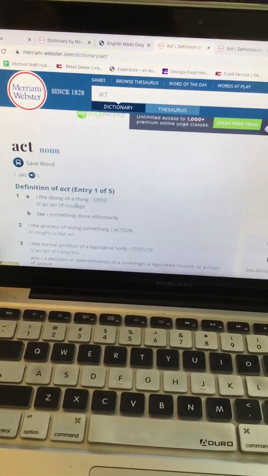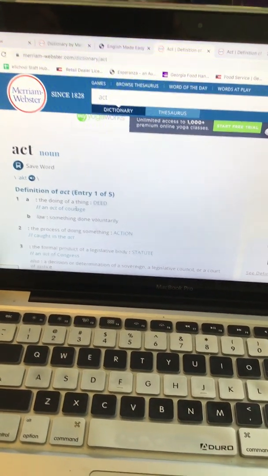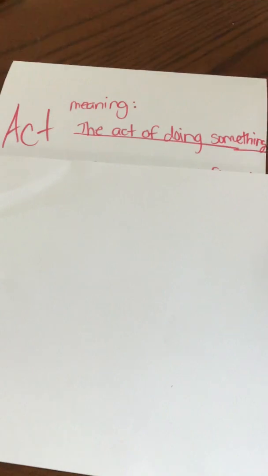So I'm going to take that and put it in my own words, and write the meaning on my separate sheet of paper. And so the meaning of act is the act of doing something.